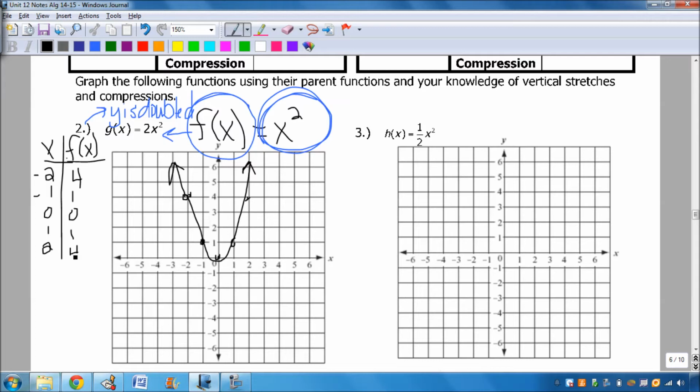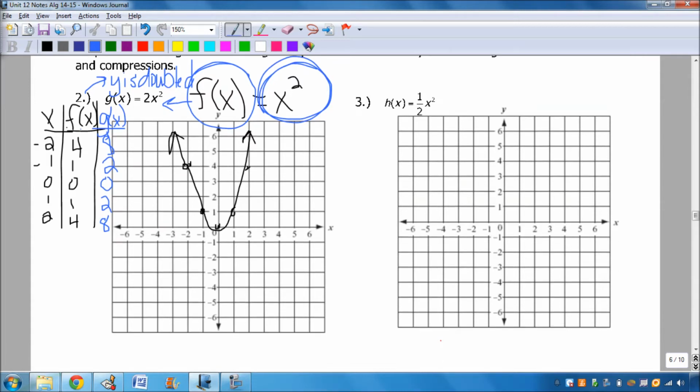So now if I want to figure out what my g of x values are, all I have to do is double all of my y values. So this is going to become 8. This is going to become 2, this is going to become 0, 2, and 8. So you are dilating the y values, okay? So this right here, you are making the y values twice as big.